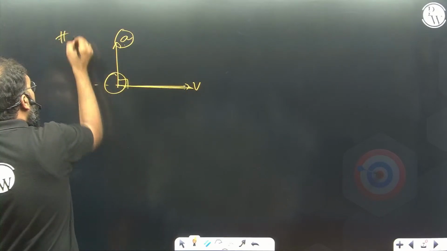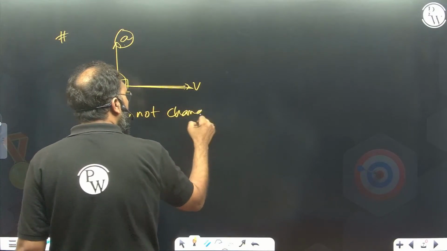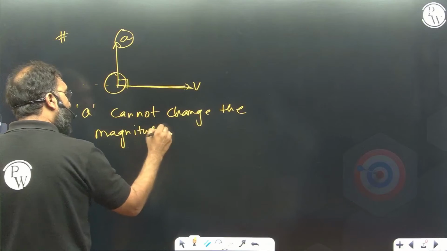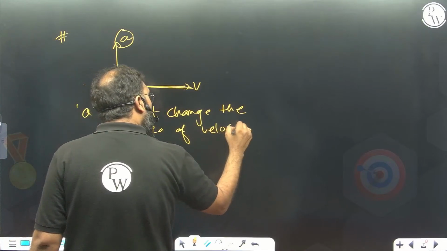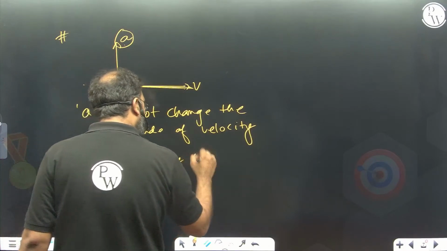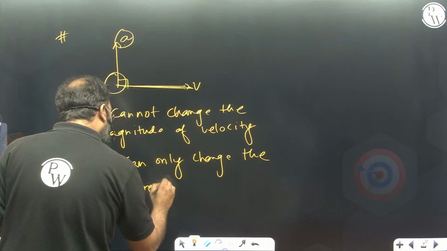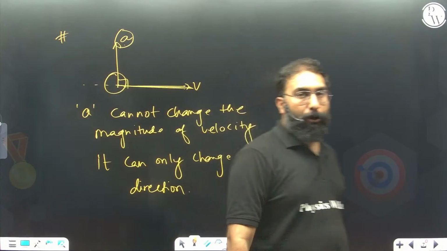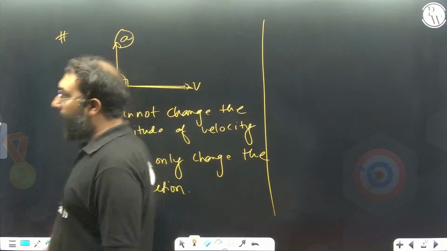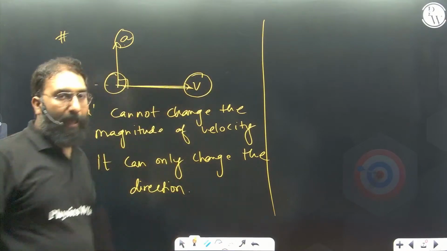Here in this case, acceleration cannot change the magnitude of the velocity. It can only change the direction, right? So I'm just giving you all the important concepts of this chapter where most people get stuck. So when velocity and acceleration are perpendicular, the magnitude will not be changed, only the direction can be changed.